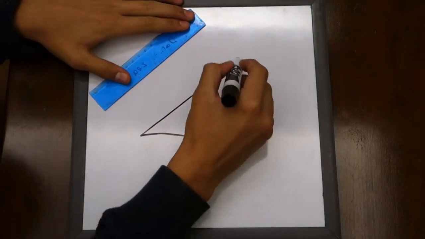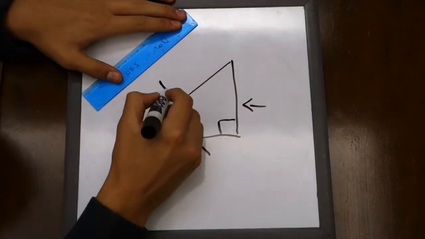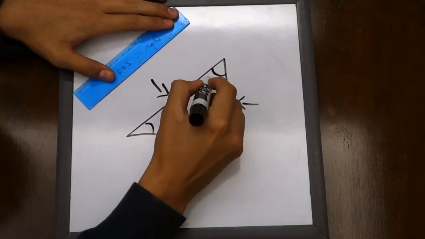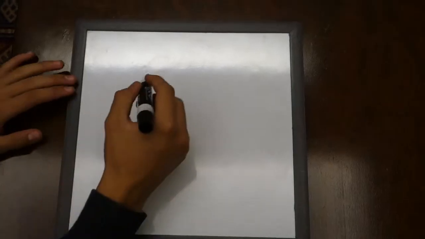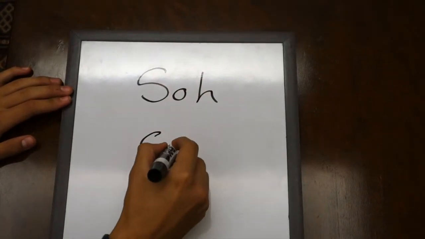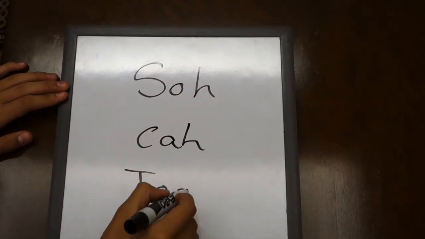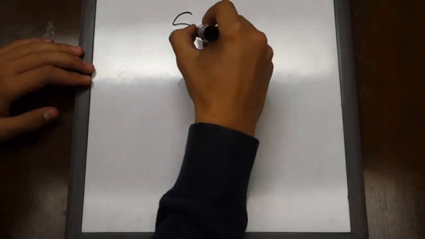Trigonometry is the branch of mathematics that deals with the relationship between sides and angles of triangles and all the calculations based on them. So it's very important that you remember SOH, CAH, TOA. So let's start with SOH.